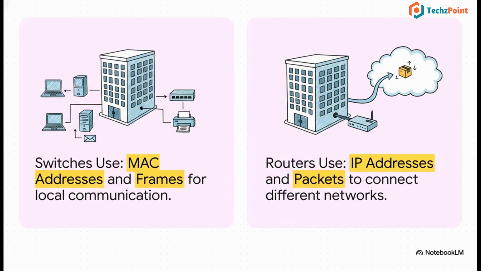Here's the best way to think about it. A MAC address is like a device's permanent, factory-stamped serial number. It never changes. An IP address, on the other hand, is more like the temporary address of a hotel you're staying at. It can change.